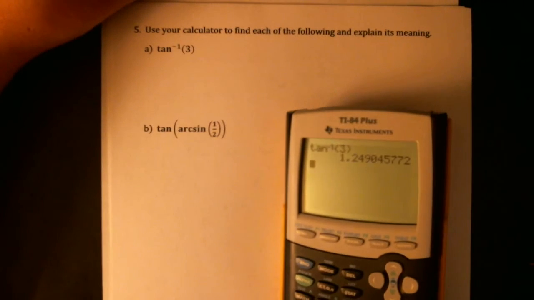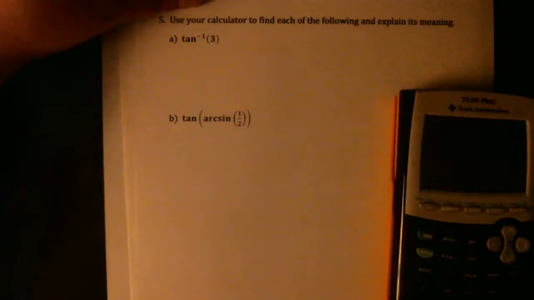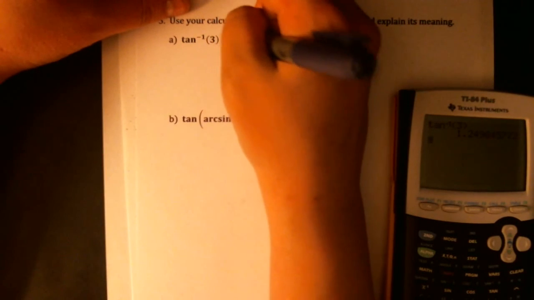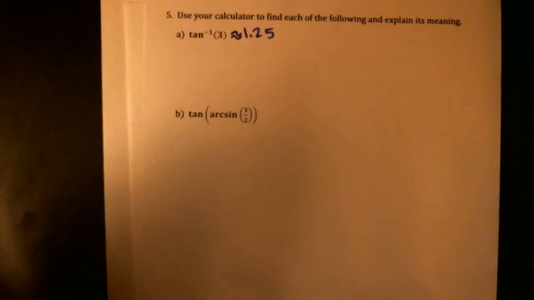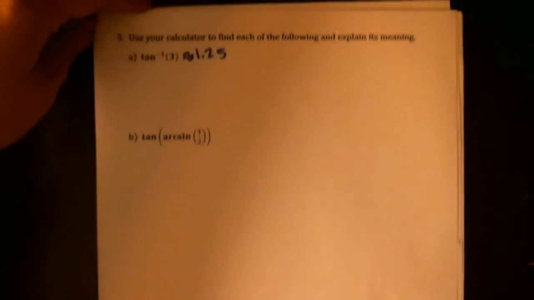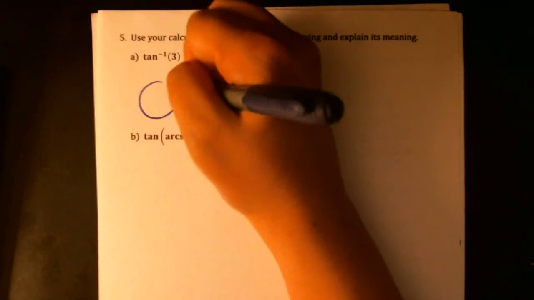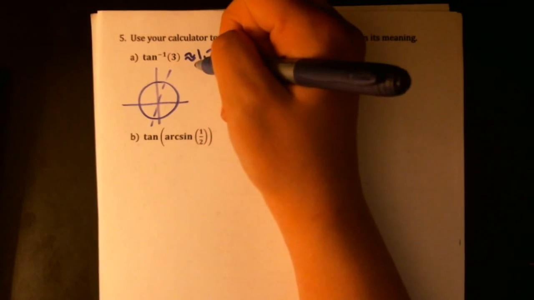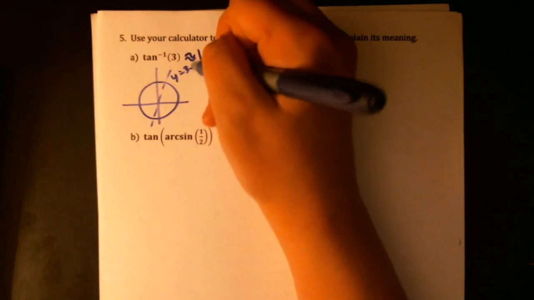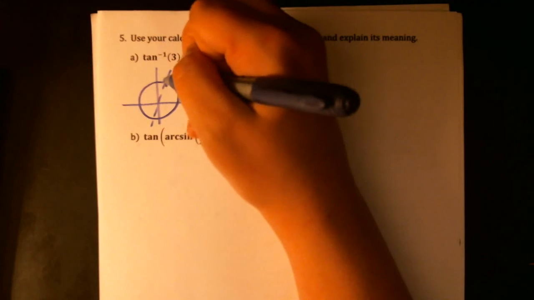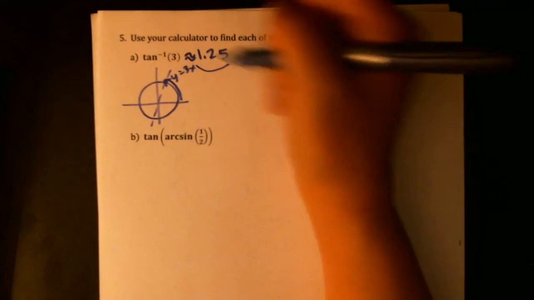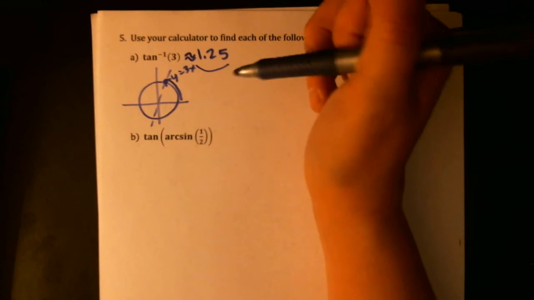And we've got 1.25-ish. Okay, so inverse tangent of 3 is approximately 1.25, and we're supposed to explain what this means. So remember, inverse tangent, input slope. So I'm saying if I have a slope of 3, my arc length is 1.25. So this is y equals 3x. And the arc length that would land me right on this point is about 1.25 radians.